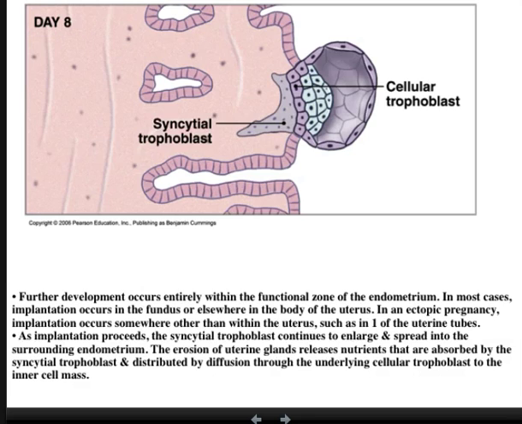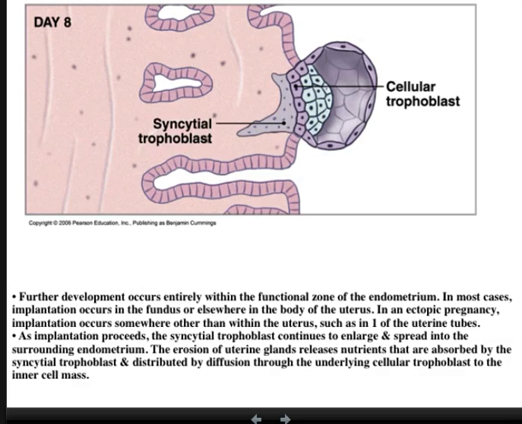In most cases, implantation occurs in the fundus or elsewhere in the body of the uterus, but in an ectopic pregnancy, implantation occurs outside the uterus. It can be in the abdominopelvic cavity or even in the fallopian tubes. And as we've discussed many times before, this is a disaster for both mother and child unless the developing conceptus can be rescued and reimplanted in the uterus.